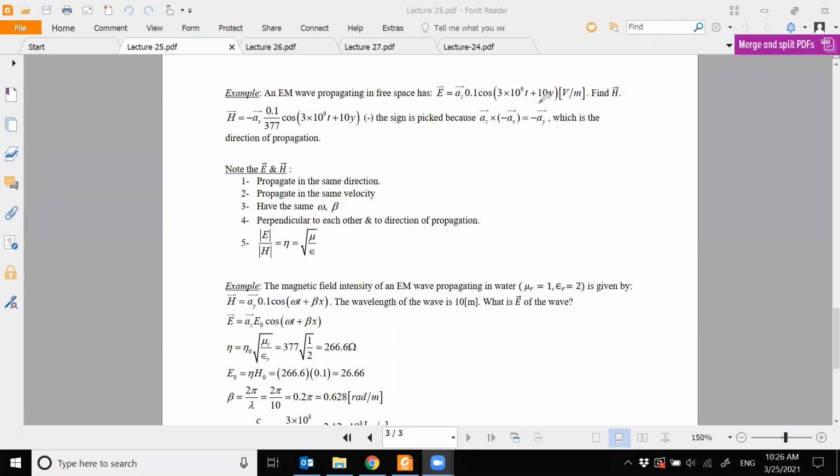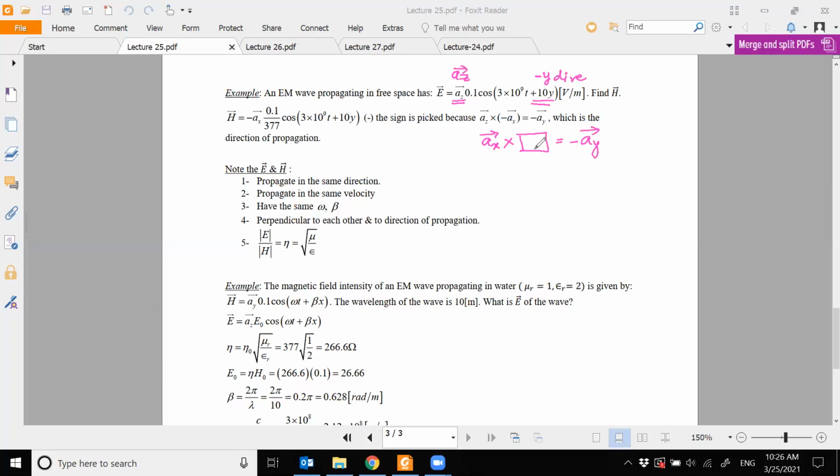See here, this is my electric field. So maybe now, Saif Al-Zahrani, can you help me? What is the propagation here? Yes, doctor. Minus AY. So minus y is the direction of propagation. And what is my electric field vector? AZ, right? So E cross H must be equal to minus AY.